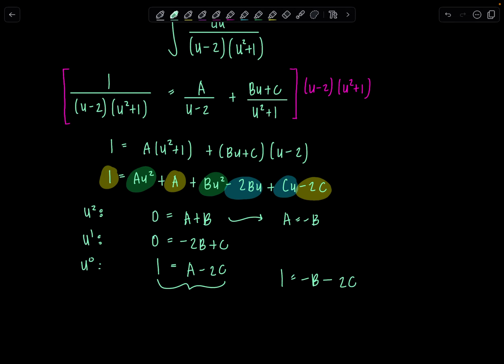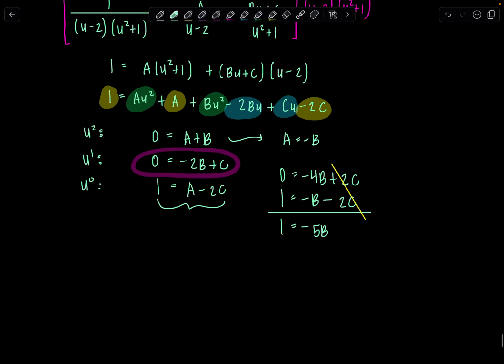And then I'm looking up top here. I have 0 equals negative 2b plus c. If I just multiply that equation by 2, then c will cancel out. So I have 0 equals negative 4b plus 2c. Very nice. And then my 2c's cancel, and then I have 1 equals negative 5b. So what does that tell me? B is negative 1/5. And then I know a is the opposite of b, or a is negative b, so a is going to be positive 1/5.